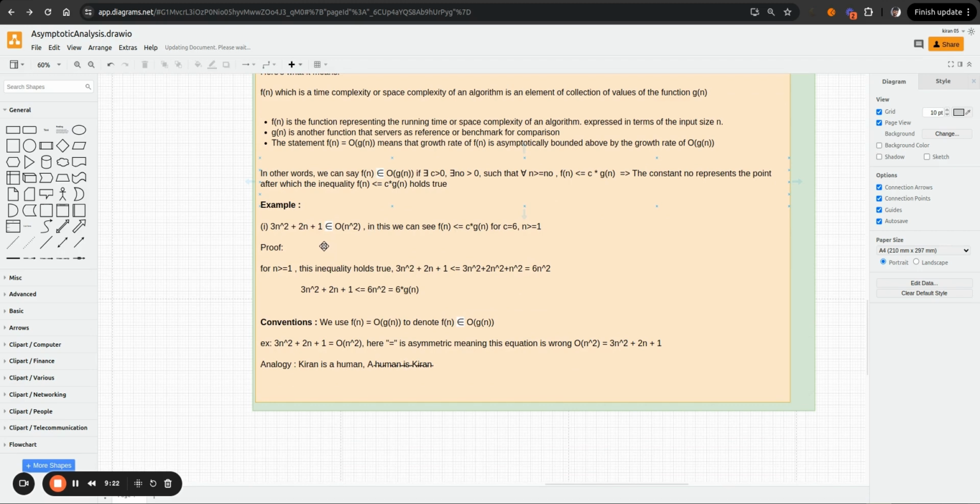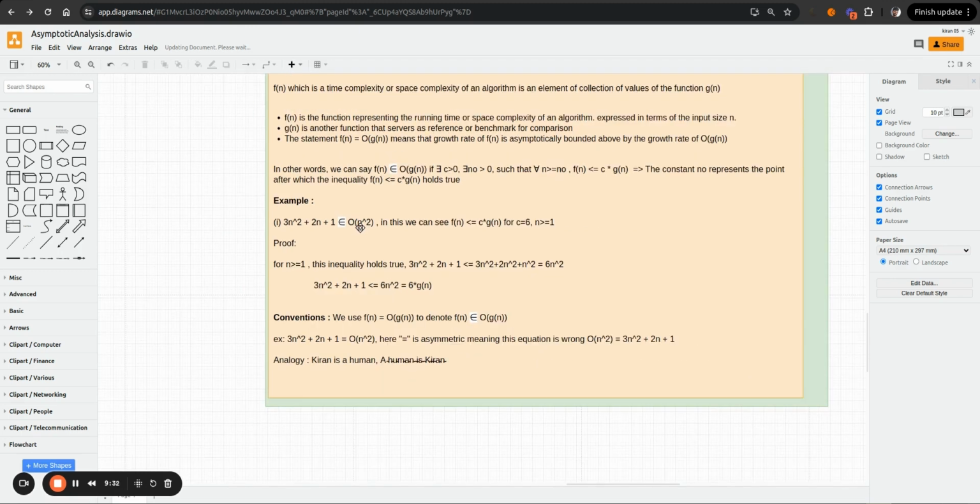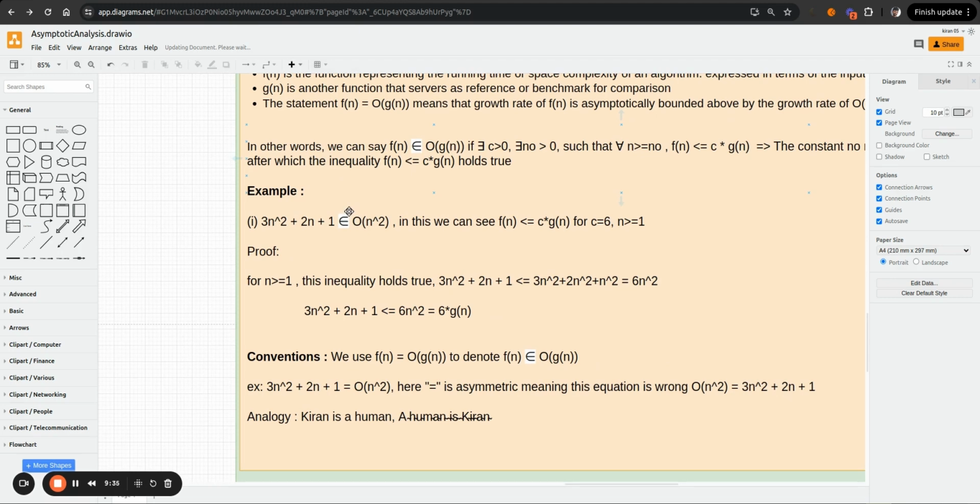So let us first take an example and understand it in a better way. Here we are saying 3n square plus 2n belongs to big O of n square. This should be true only if the function f of n, here this quadratic expression, is less than or equal to c of g of n, g of n being n square. If this inequality holds true after a certain n naught, we can say that this statement is correct. In this case, this inequality holds true for c equal to 1 and n greater.